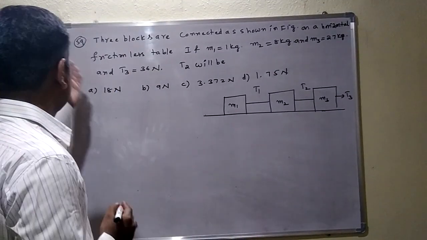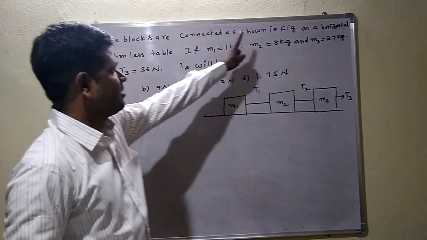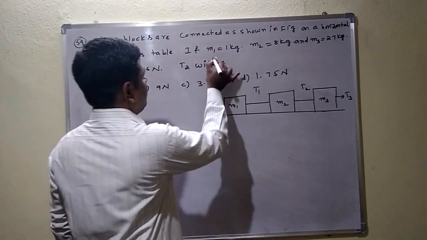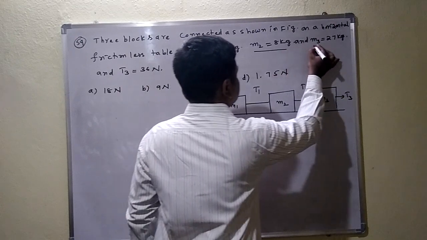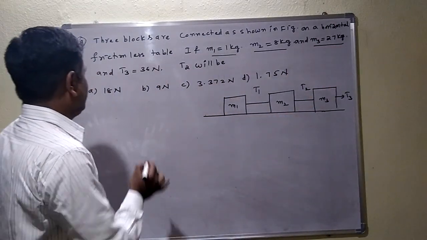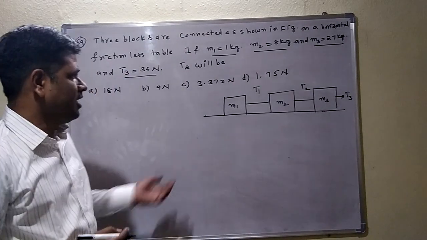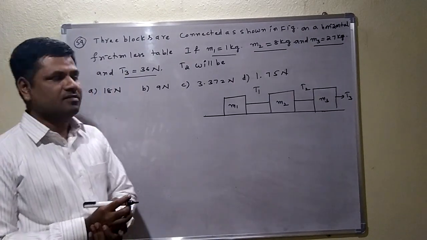See question number 59. Three blocks are connected as shown in the figure on a horizontal frictionless table. Here masses are given: 1 kg, 8 kg, 27 kg, and T3 is also given. They are asking for the T2 value. This is a problem of connected bodies.